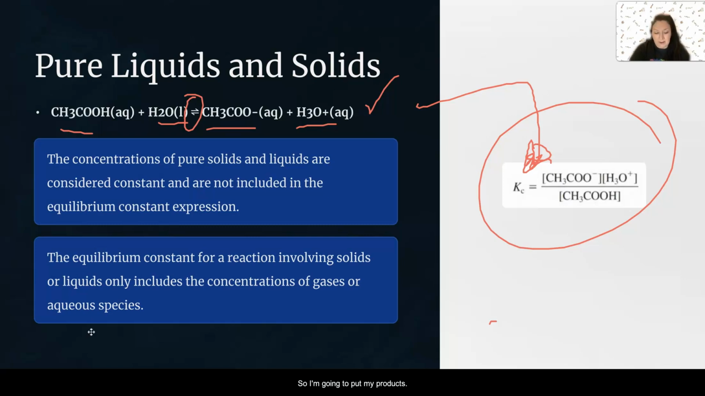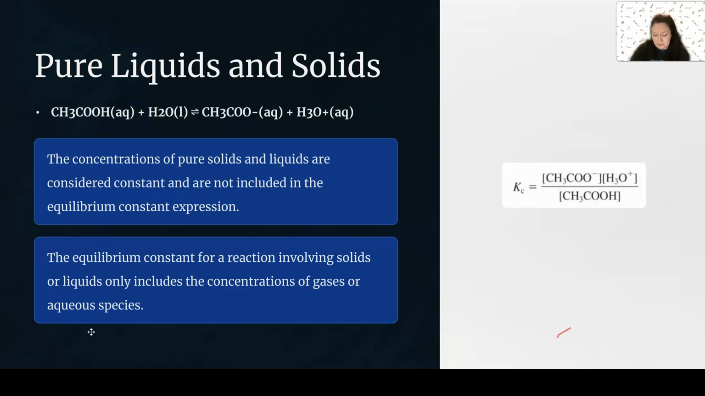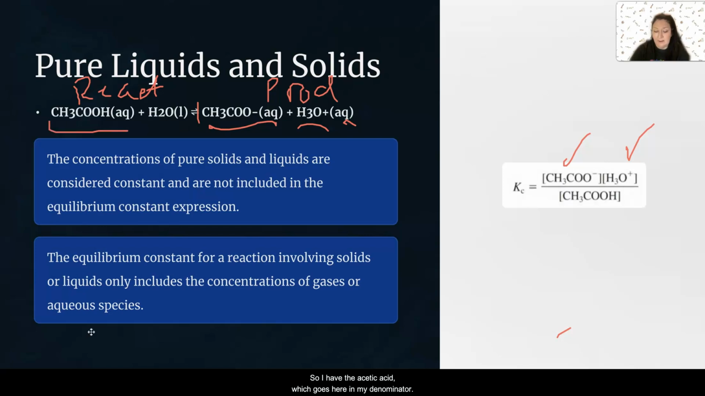So I'm going to put my products. Here's one. It's aq. It goes right here. Okay, so that's my acetate ion. Notice its coefficient is a 1, and so its exponent is a 1. I have my hydronium ion, H3O+, is aq, so it counts, it goes into the expression, and it's right here. These are both products. And then on this side, I have my reactants. So I have the acetic acid, which goes here in my denominator. Its coefficient is 1, so its exponent is 1.